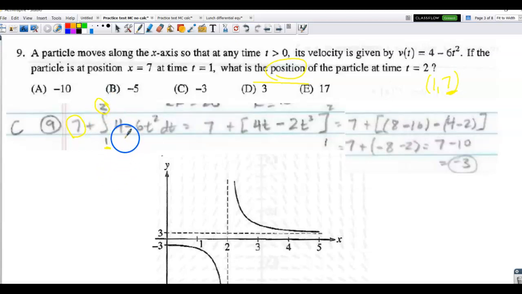This integration is what I would call normal because I can just reverse the power rule. The antiderivative of 4 is 4t. The antiderivative of 6t squared is negative 2t cubed. Increase the power by 1 and divide by the power. Upper bound, lower bound. Be careful with the arithmetic. Now, if this was on a free response question, this would be a perfectly fine answer for a free response question.